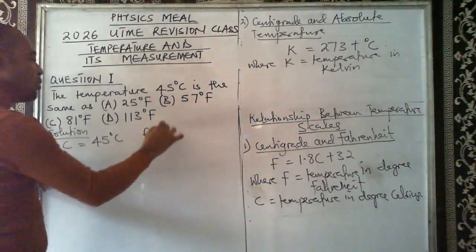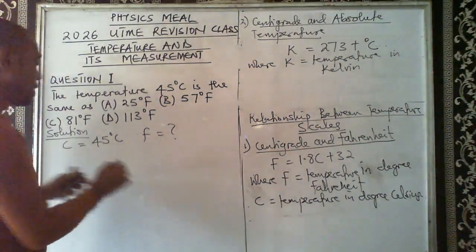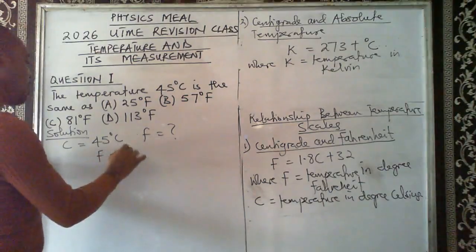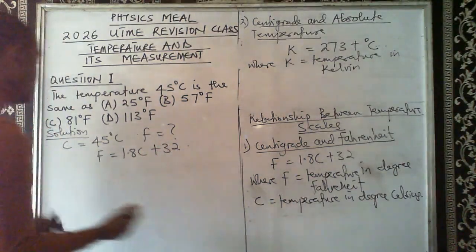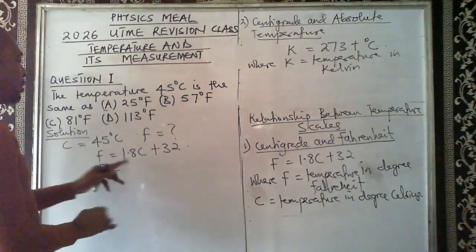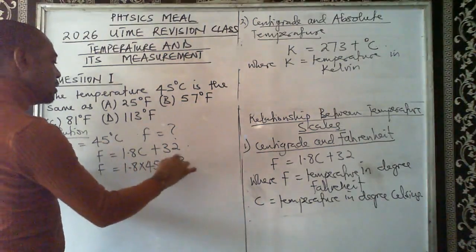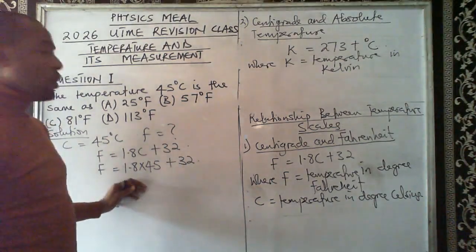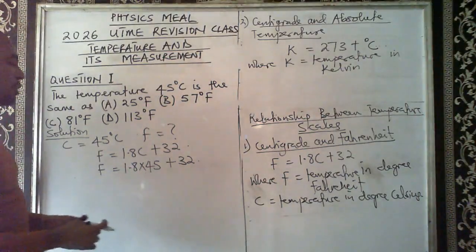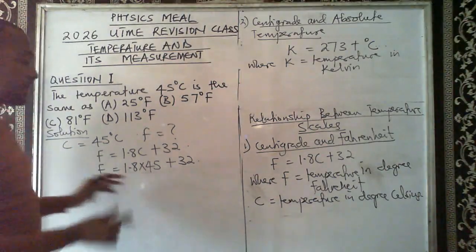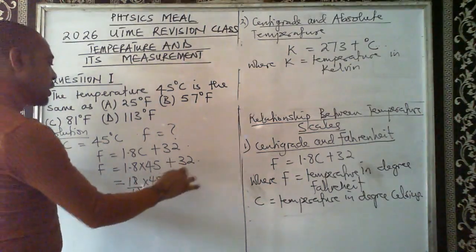We are looking for its equivalent in Fahrenheit. So what's the relationship between Celsius and Fahrenheit? We said that Fahrenheit is 1.8 C plus 32. So, very simple. F will now become 1.8 times our C, which is 45, plus 32. Now, if you are finding it difficult to carry out this multiplication, maybe because of the nature of the numbers, I can actually change this to become 18 over 10 times 45 plus 32. Okay?